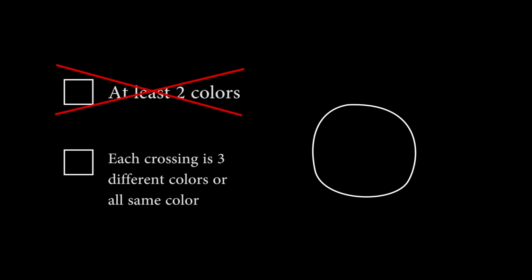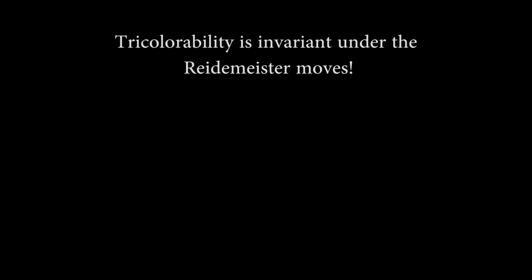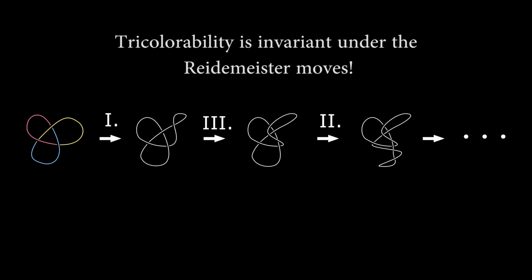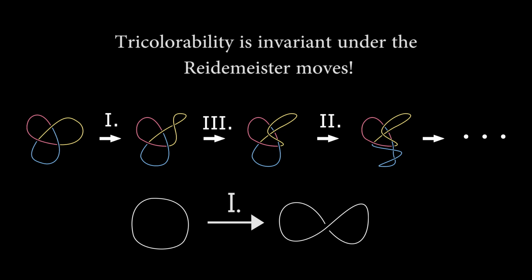So this is pretty cool, I guess, but what's the point of determining whether or not a knot is tricolorable? Well, tricolorability has the super useful property that it is invariant under the Reidemeister moves. What this means is that if some projection of a knot is tricolorable, then after we perform any number of Reidemeister moves on that projection, it will still be tricolorable afterwards. And likewise, if a knot diagram is not tricolorable, then it still won't be after Reidemeister moves are performed on it. Proving this invariance is just a matter of looking at each individual Reidemeister move.